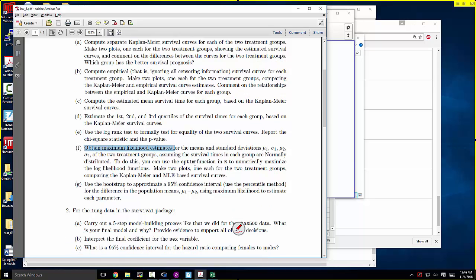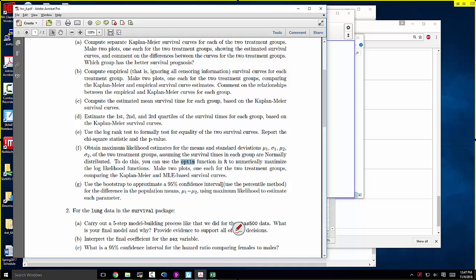I'm asking you to use a function called optim, which is a generic numerical optimization function in R. If you give a function to optim, it can algorithmically find maximums. So we're going to give optim a function that implements the likelihood and let it numerically maximize the likelihood, find the MLEs for us.